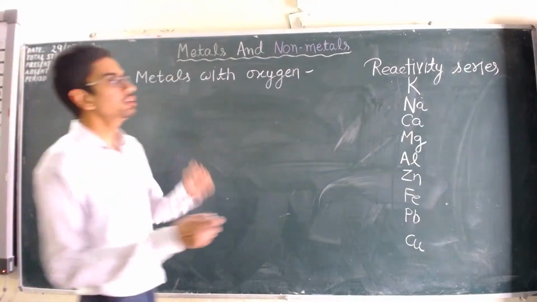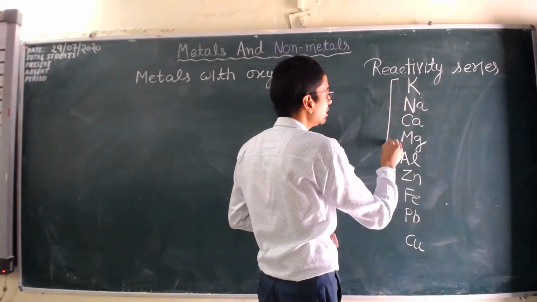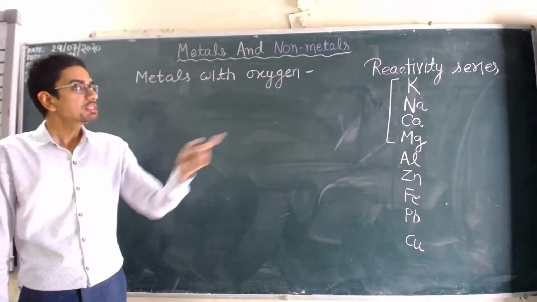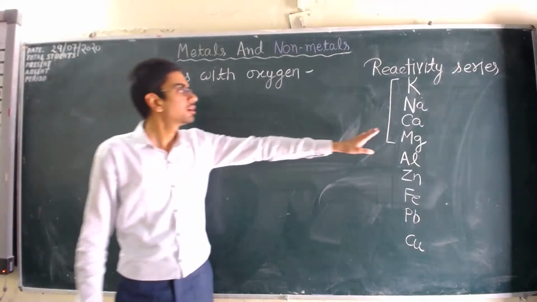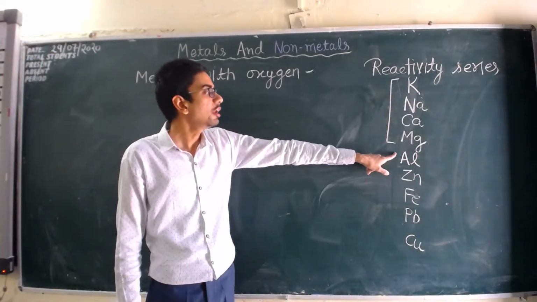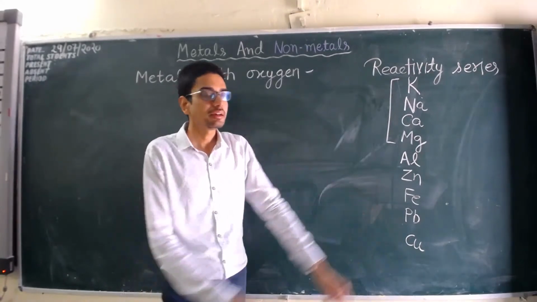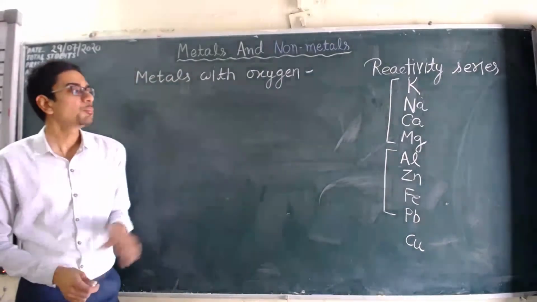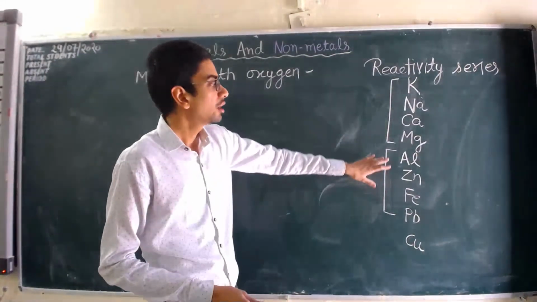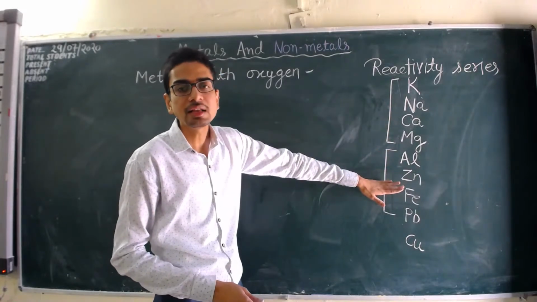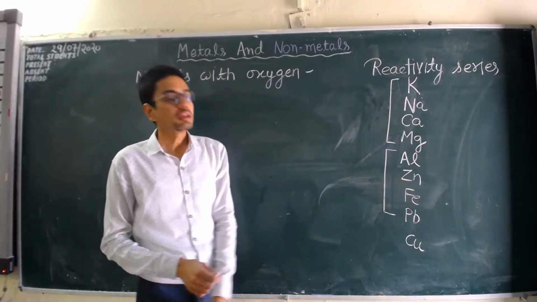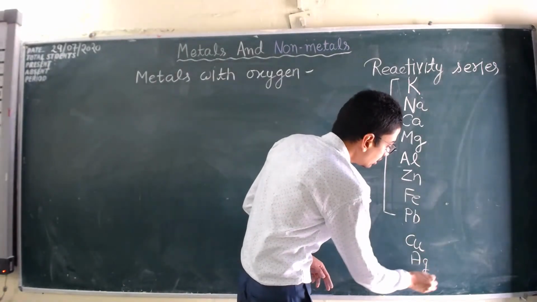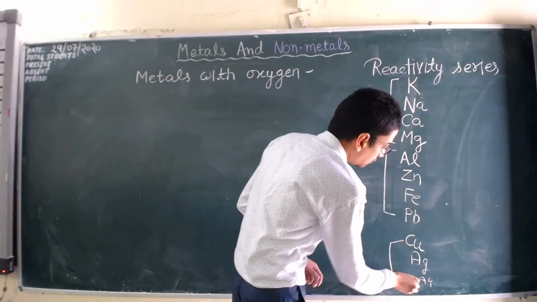So potassium, sodium, calcium, and magnesium. These four metals are the highly reactive metals. First four metals you can see that these are highly reactive metals, while aluminium, zinc, iron, lead, these are moderately reactive. They are in the middle of reactivity series. They are neither very highly reactive nor very less reactive. After that, copper, silver, and gold. These are very less reactive.